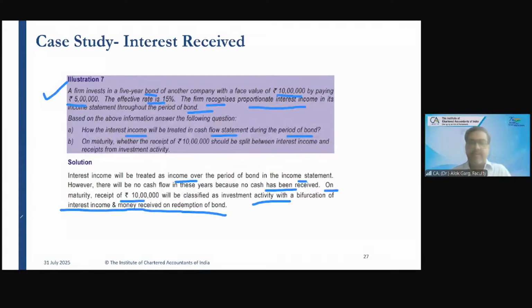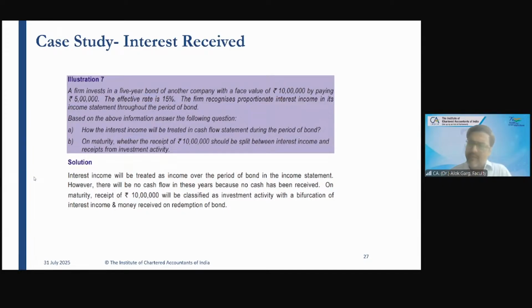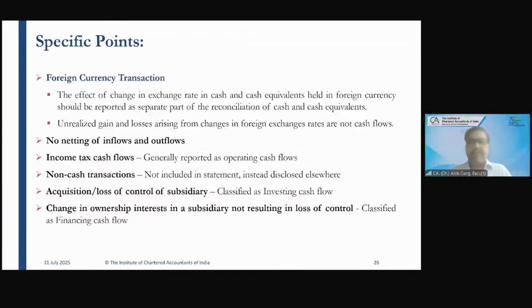Okay. Is it clear? Yes, sir. On receipt, both will be the investing activity.